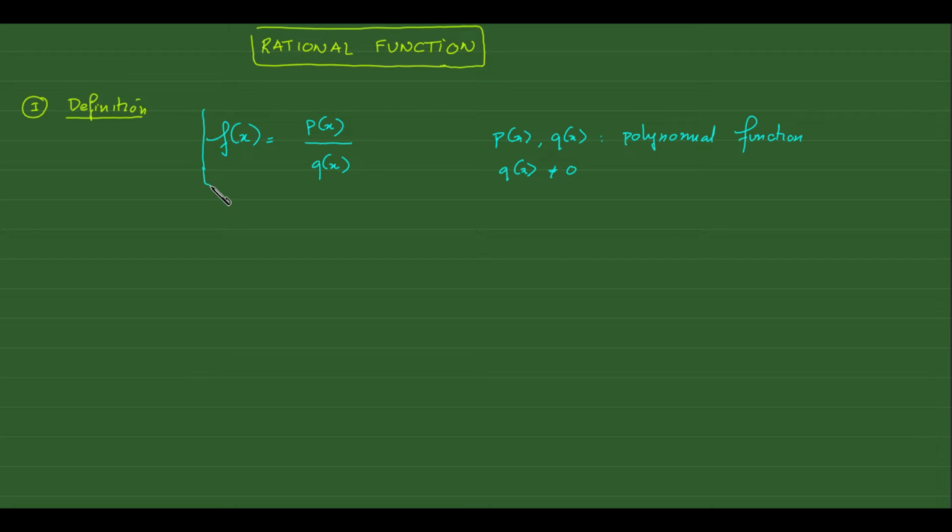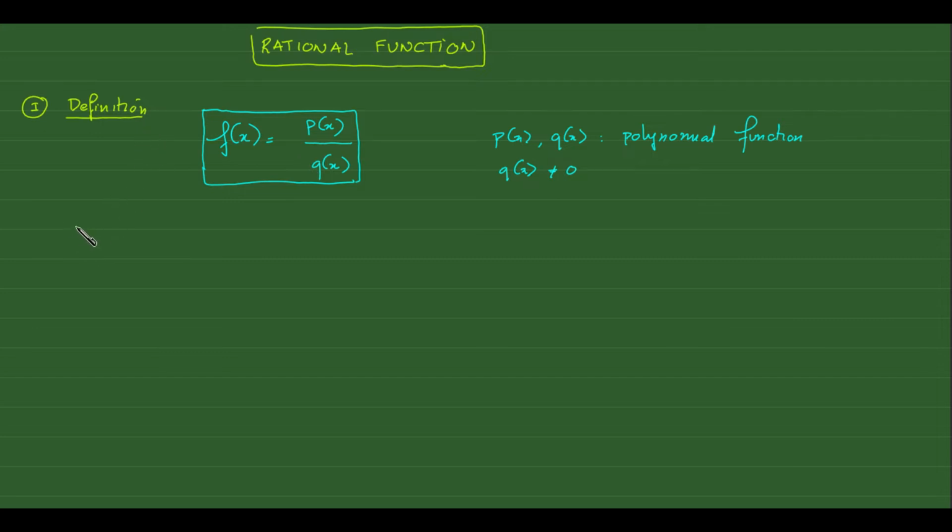Because p of x and q of x are polynomials, and we know there are some conditions for an algebraic expression to be called a polynomial. The exponent must be positive, and it cannot be a fraction or an irrational number. For example, if the exponent is the square root of 2, then it's not considered a polynomial anymore. Or if the variable x is something else, like 1 over x, then it's not called a polynomial anymore.